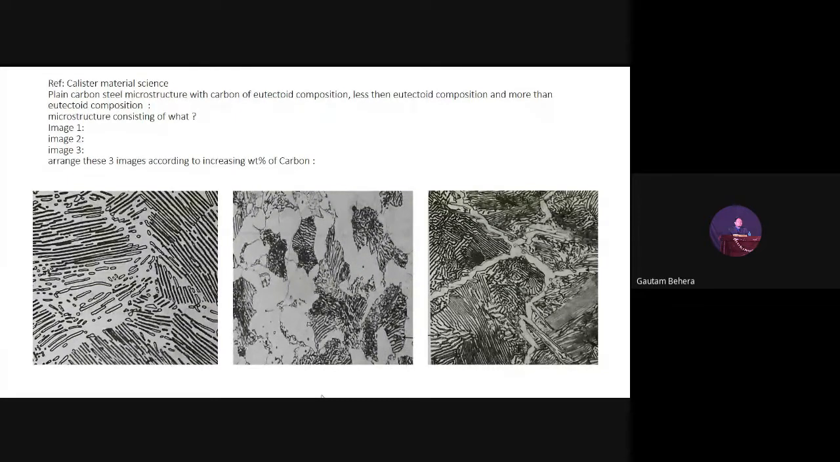Tell me quickly. In the previous lecture, I showed you the evolution of microstructures of different steels: eutectoid steel, hypoeutectoid steel, and hypereutectoid steel. Less than eutectoid composition means hypoeutectoid steel composition. More than eutectoid composition means hypereutectoid steel composition. So you have to arrange them according to eutectoid composition, less than eutectoid composition, and more than eutectoid. So tell me quickly, first, which one is the eutectoid composition? Which microstructure will show you the composition of a eutectoid steel? First, second, or third?